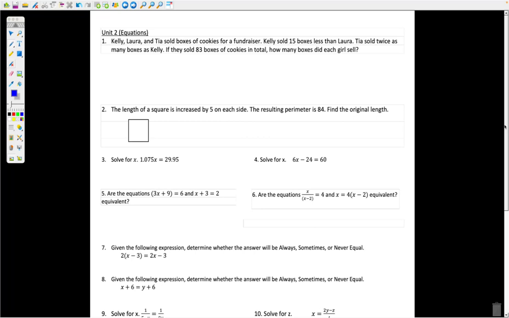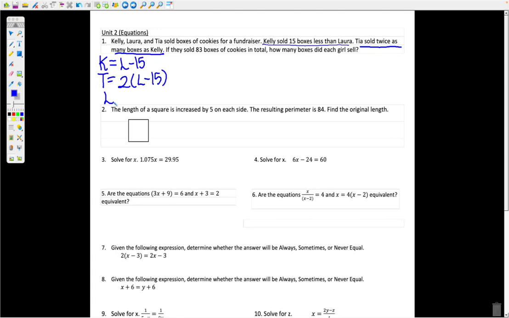If I set up an expression for Kelly, it says that Kelly sold 15 less than Laura. So that means I'm going to write for her, K equals L minus 15. Now, Tia, she sold twice as many as Kelly. So that means T equals 2 times (L minus 15), because it's twice as many as K. And then we got Laura, who we know nothing about.